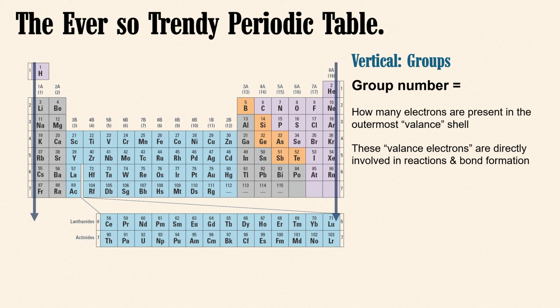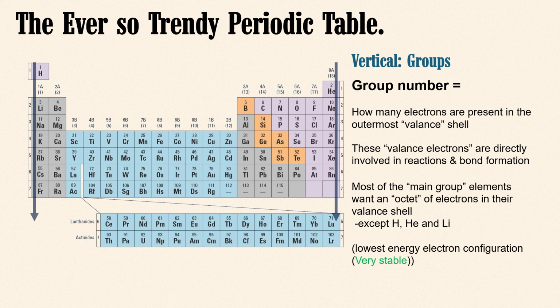Valence electrons are directly involved in reactions and bond formation. So as you could expect, having the same number of electrons in the outermost shell, or the same number of valence electrons, would mean 2 elements of the same group will have similar reactivity properties. And this is because most of the main group elements want an octet of electrons in their valence shell, with the exception of hydrogen, helium, and lithium, where lithium wants to lose an electron to go to the nearest noble gas configuration, being helium.